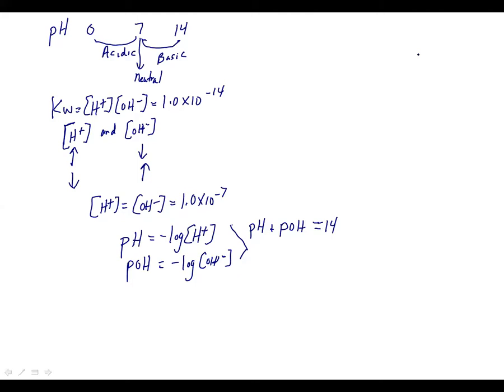And you could do that by taking the inverse log of the minus pH, and when you put the inverse log on your calculator, it usually will pop up that 10 and caret. And you could use that to calculate the H plus concentration. You could do the exact same thing with the POH.